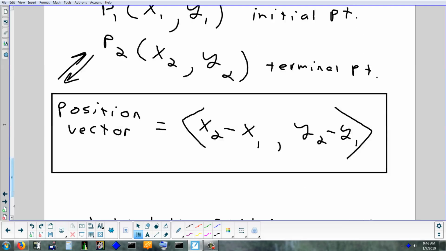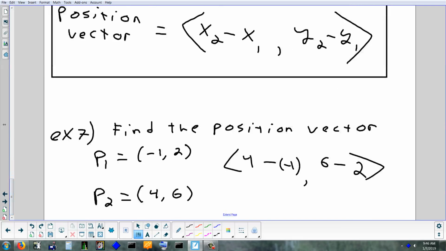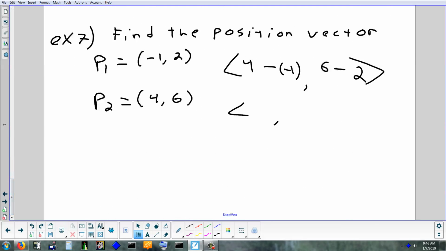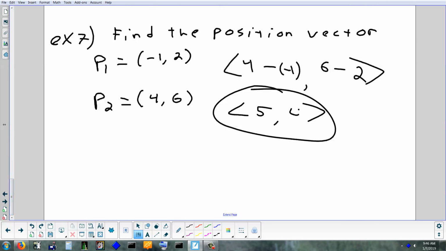So what's my final answer for the position vector? ⟨5, 4⟩. So what we're saying there is if you were to draw this vector and have it start at the origin, it would end at the point 5 units to the right and 4 units up. So ⟨5, 4⟩, and that's the notation. Make sure you use those angled brackets. Any questions on that?